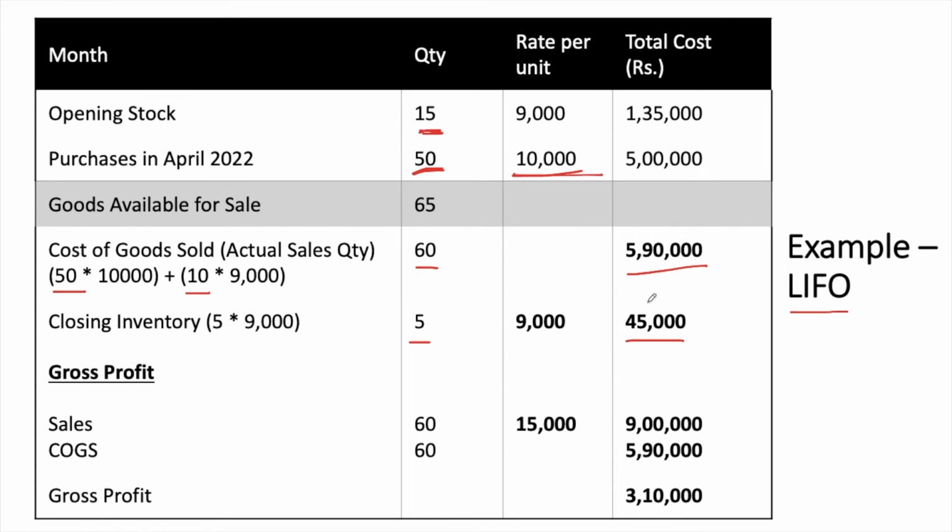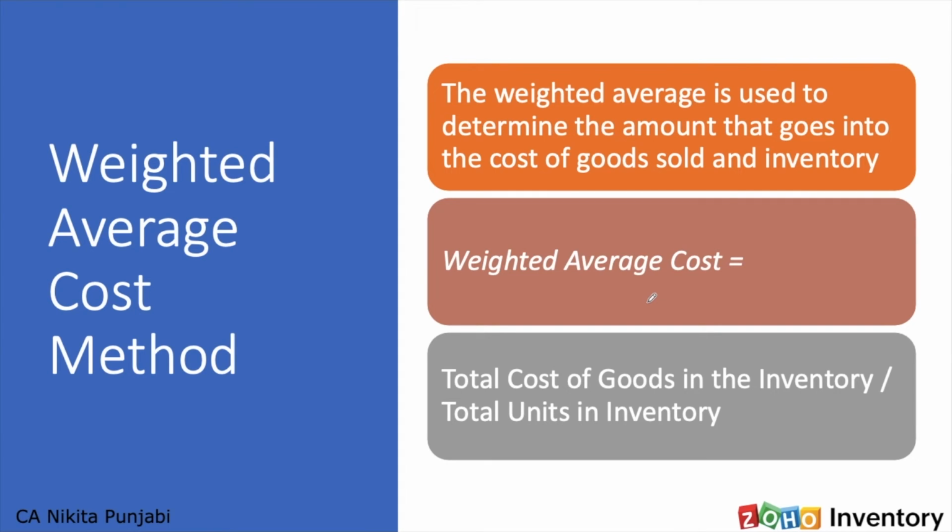However, in some cases, people might also go for LIFO. So in case of LIFO, whatever has come last will go out first is the assumption that is being made. But the most important point here being that in both the scenarios, your closing inventory has changed, your COGS has changed, and the gross profit has also changed. The last method that we're discussing today is weighted average cost method.